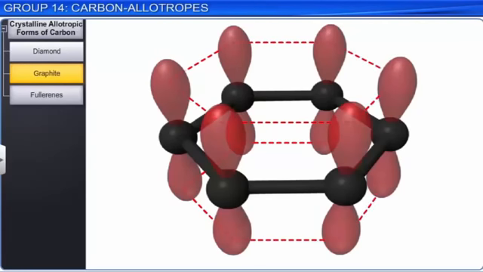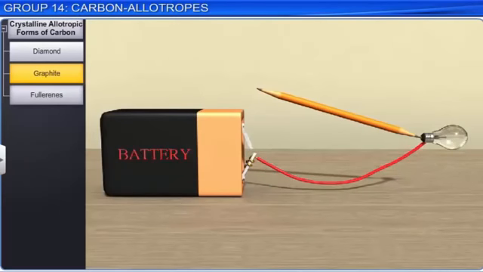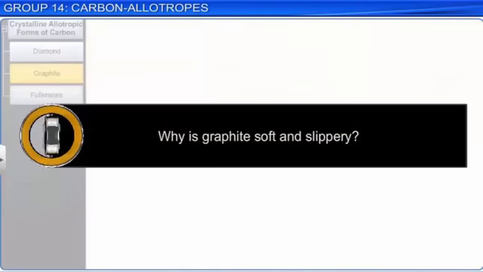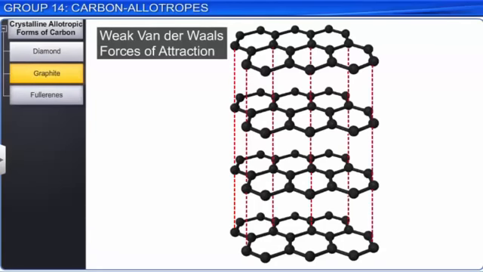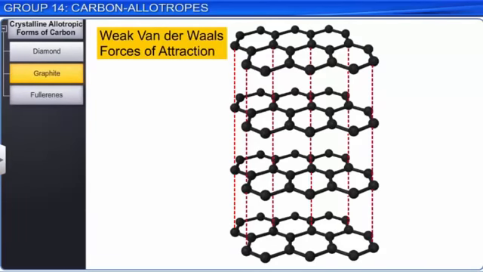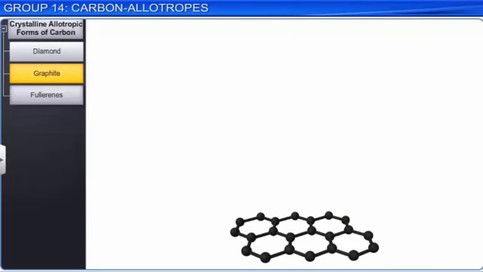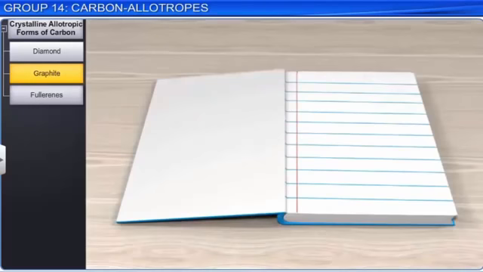The electrons involved in the pi bonding are delocalized. This means that they are free to move, and thus graphite is a good conductor of electricity. Try to answer this question on your own before proceeding. Why is graphite soft and slippery? The layers in graphite are held together by the weak van der Waals forces of attraction. Thus, the layers slide past over each other and break off easily. When you take notes with your pencil, you leave layers of graphite behind on the paper.